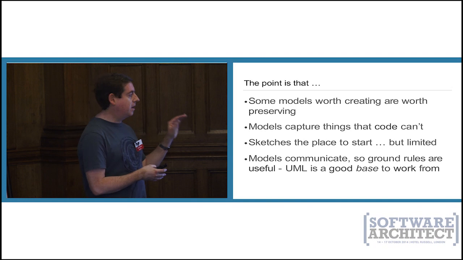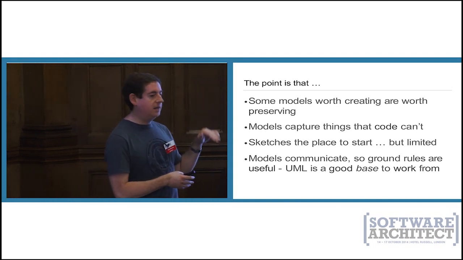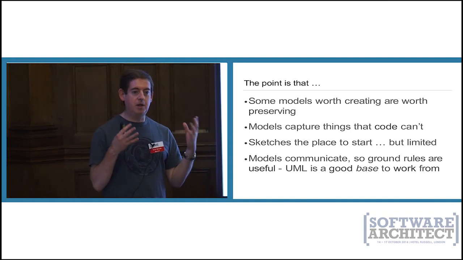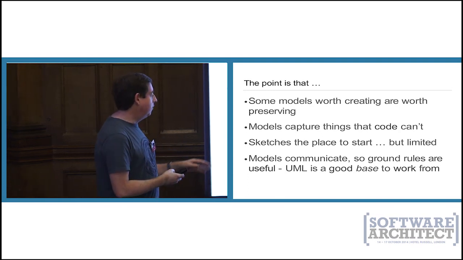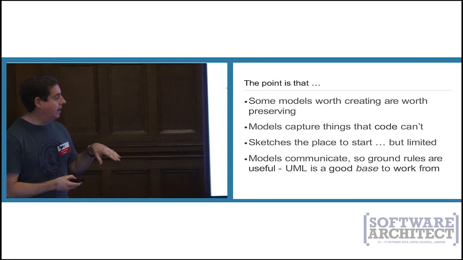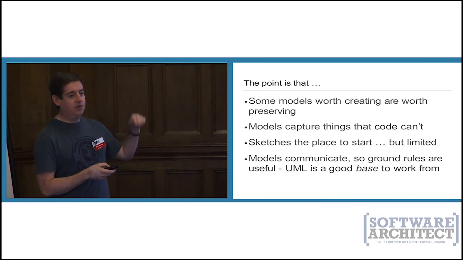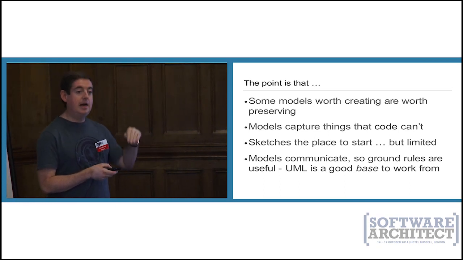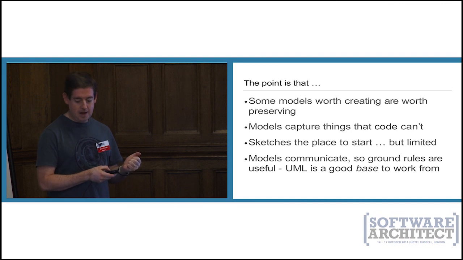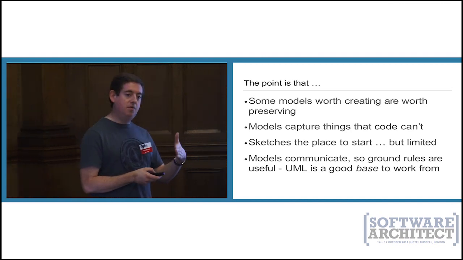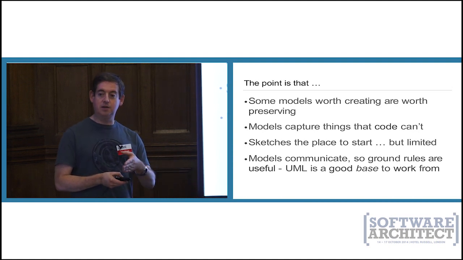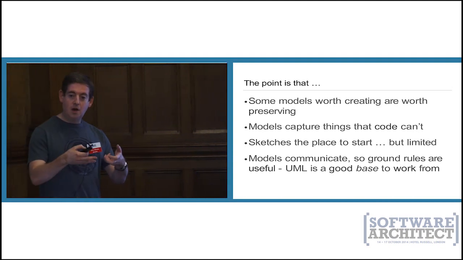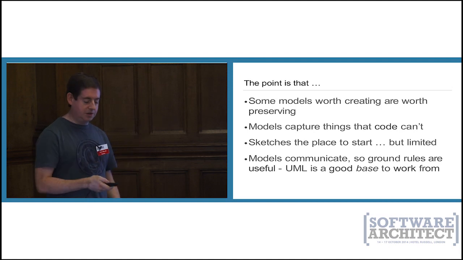So the models are about communication. And a set of ground rules, so that people understand what they're looking at, this is where we're back to common abstractions, is really useful. And UML is a good base to work from because it answers a number of these points. It allows you to capture things that code can't, and it overcomes a number of limitations of sketches. You can keep stuff as data and then manipulate it later. And you can have a number of very similar views where you've got one set of all the information.